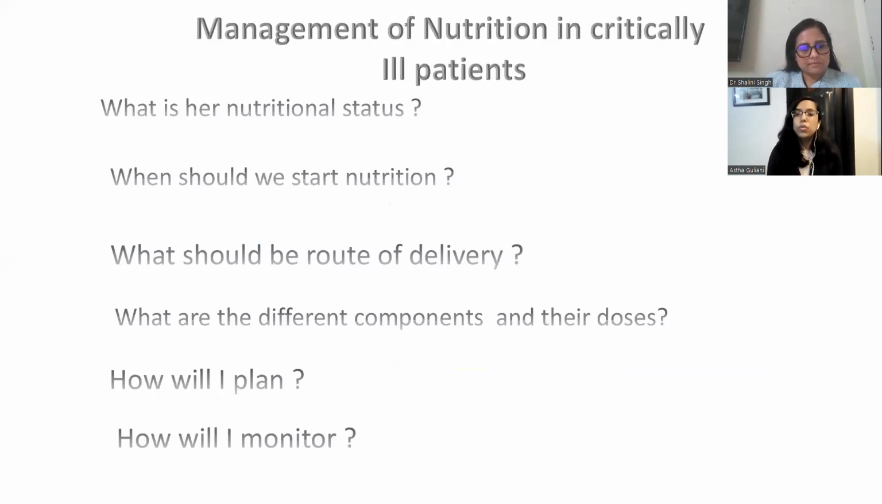Now, for managing nutrition for this patient, there are a few questions that need to be assessed. First, what is her nutritional status? Second, when should we start nutrition for this patient? What route of delivery should be used? Then what are the components that are needed to be provided and in what doses? Then how do I plan nutrition for her and how will I monitor my patient?